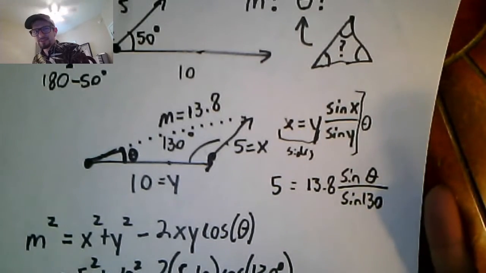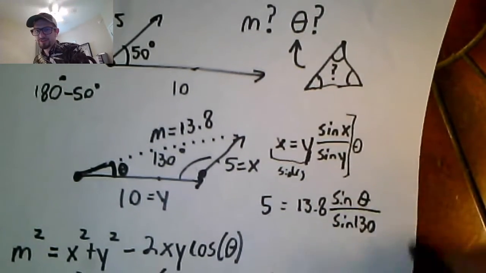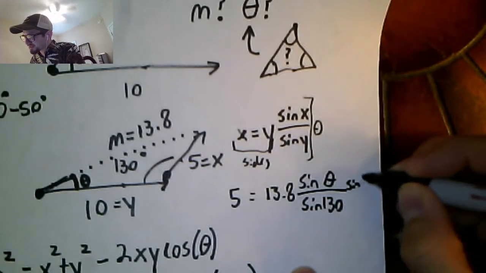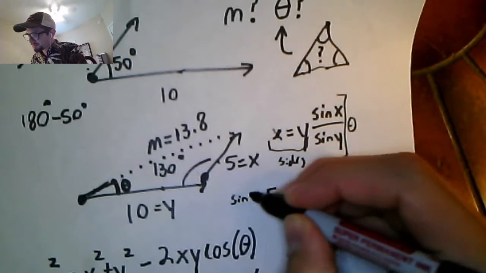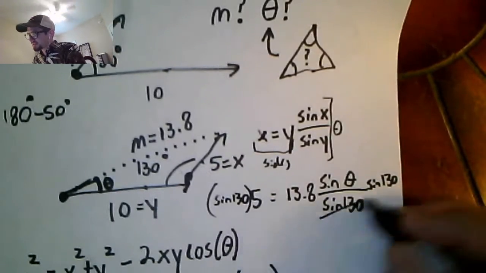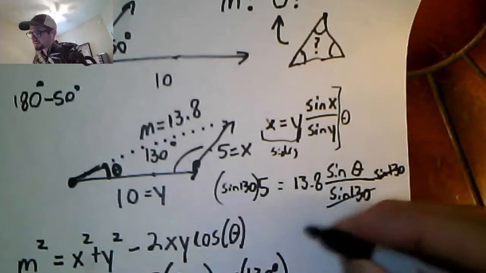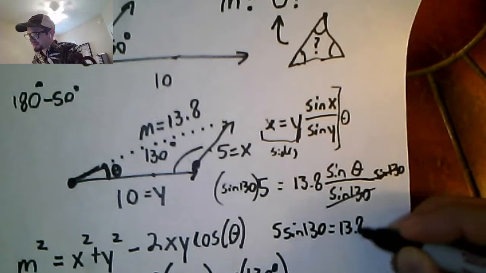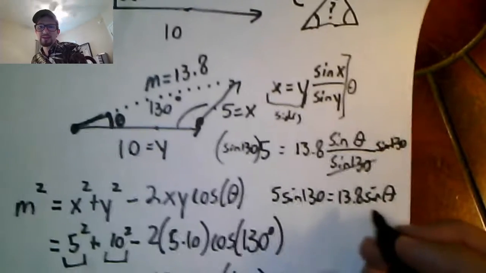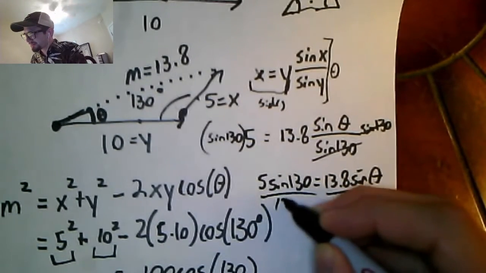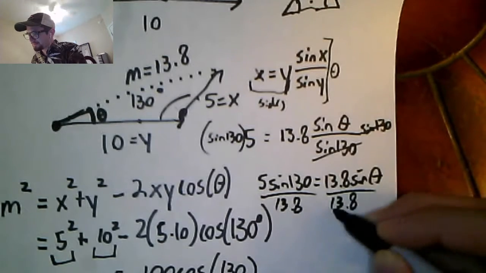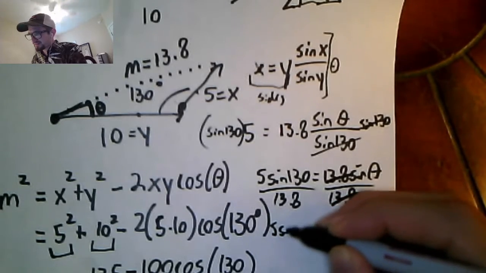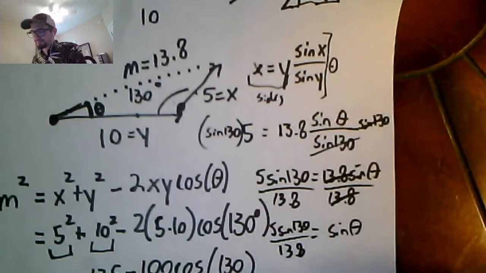I could start a couple different ways. I like to get rid of my fractions first, but you can do it however you want. To get rid of the denominator, I'll multiply both sides by sine 130. These cancel out, and now I have 5 sine 130 equals 13.8 sine of my angle. Now I have to solve for my angle, so I divide both sides by 13.8. These cancel, so now I have sine of my angle equals 5 sine of 130 over 13.8.